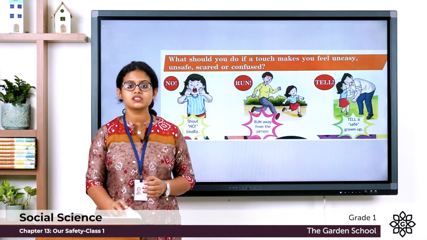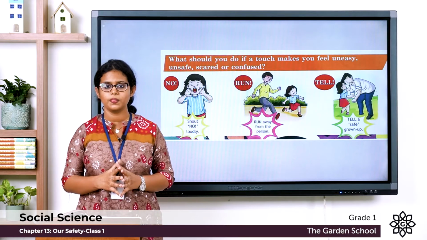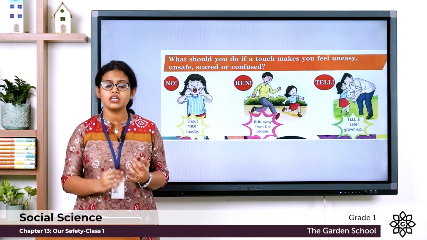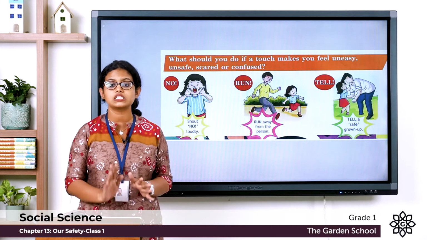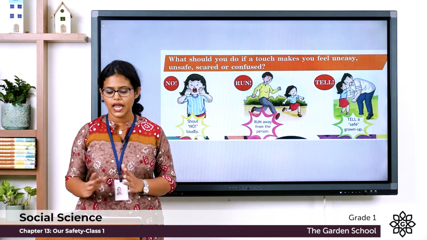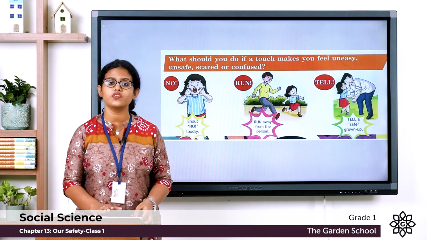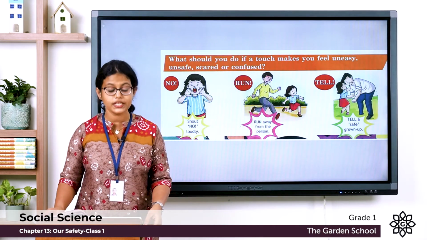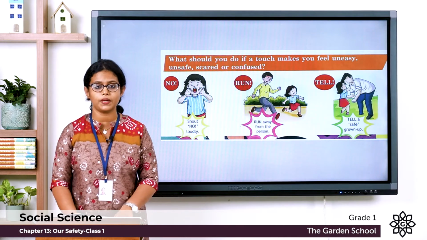So in this class, we discussed safety at home, and we learnt about the things that we should not do in order to keep ourselves safe in our home. And then we discussed safe and unsafe touch. Now we can take page number 78 in your textbook. That is the first page.